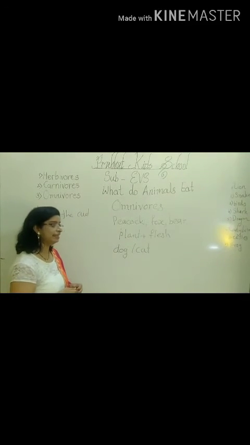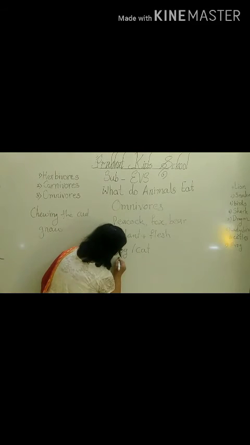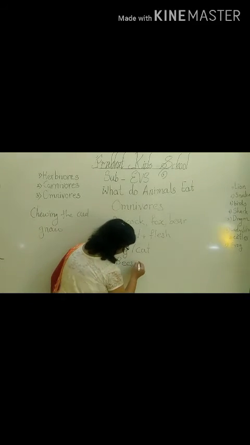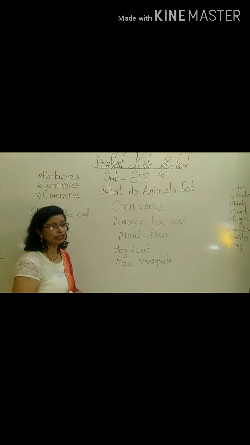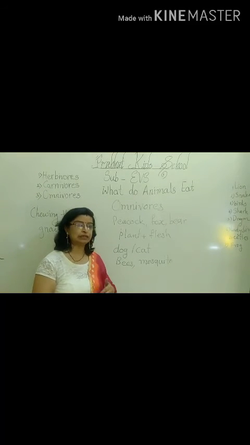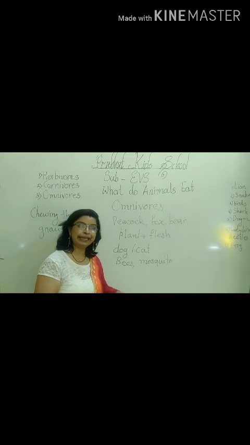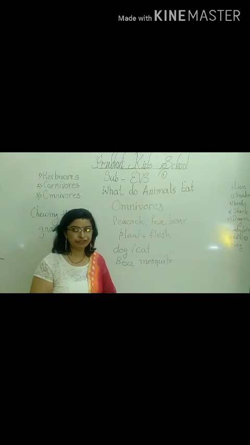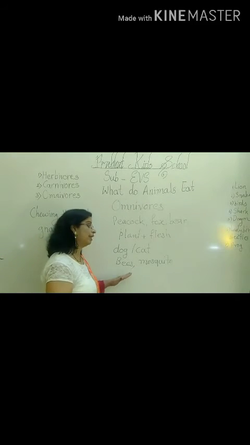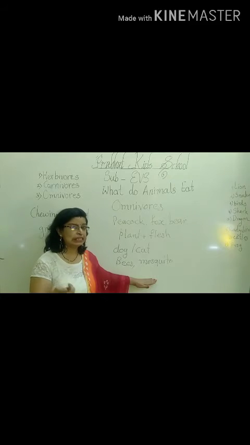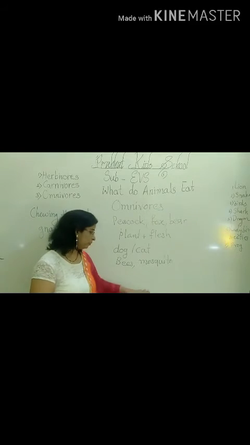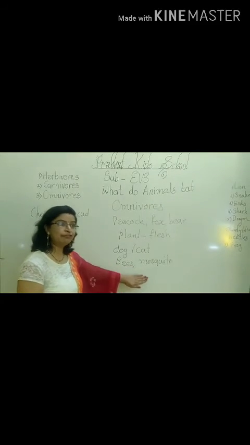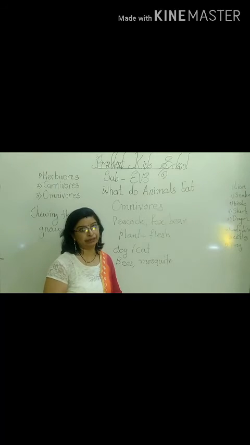Then another one is insects. Bee, you have seen? Then mosquito. So how do they feed? See students, bees and butterflies collect the sweet liquid part of the flower, which is known as the nectar. We saw in the previous lesson, the previous chapter on parts of the plant. What is the nectar? So these bees and butterflies feed on the nectar.